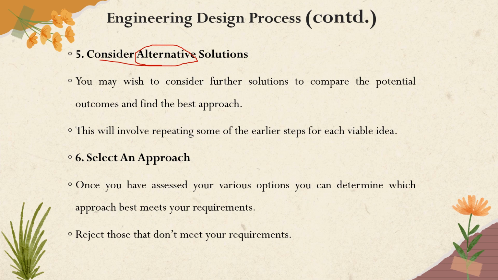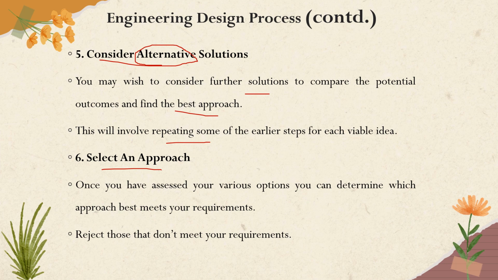So this is an engineering design process. Definitely you should have an alternate solution. So you may wish to consider alternate solutions to compare the potential outcomes and find the best approach. Another reason why we need an alternate approach is that if you have 5 approaches, 5 solutions, we can compare and find out which is better. So this will involve repeating some of the earlier steps.